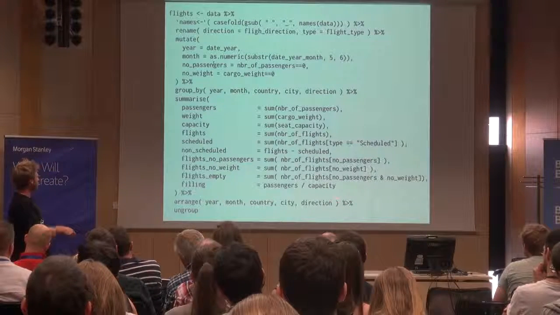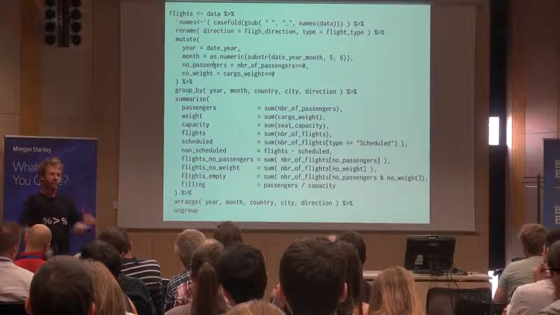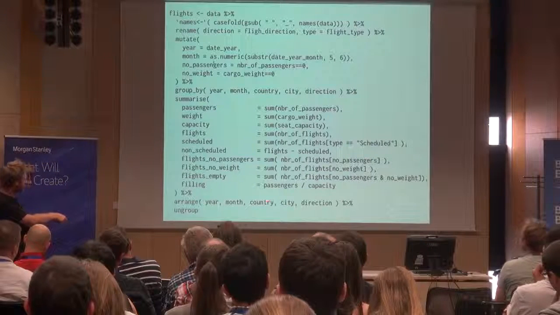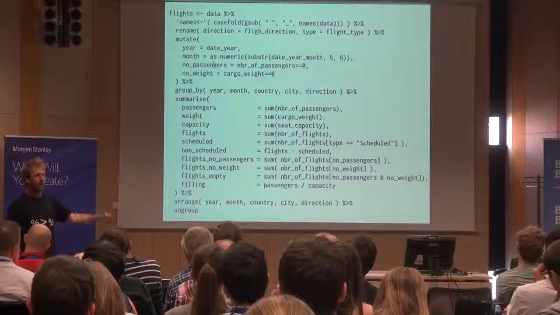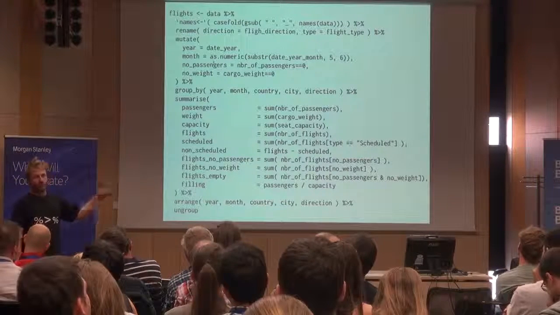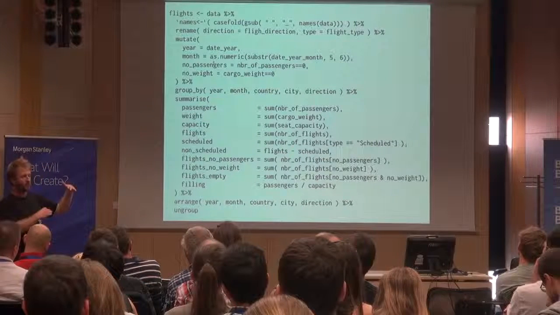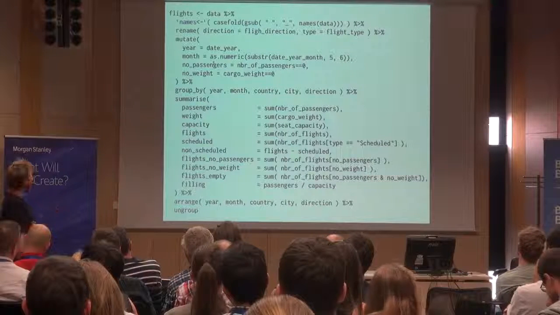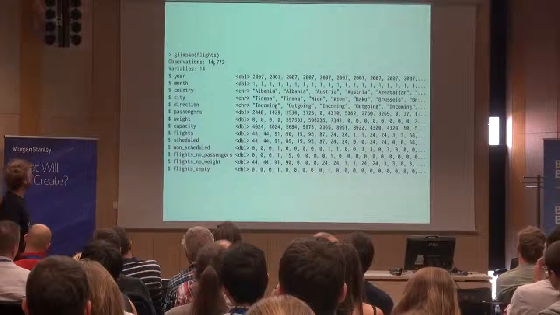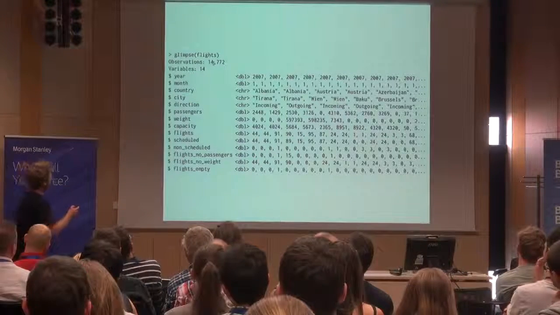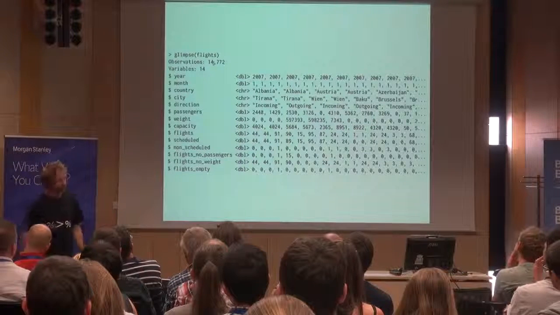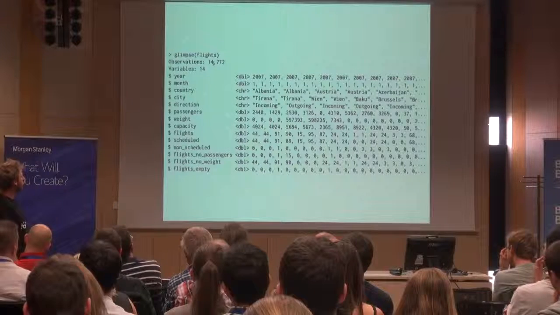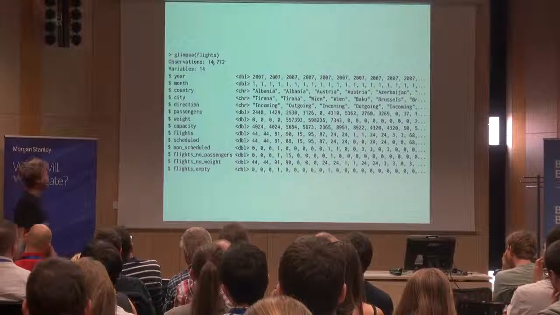Then I want to order the data in ascending order of those variables. I want the data for 2007 first, and then keep going. Within 2007, I want January, February, and so on. Right, so the data looks like this once tidied up, and then we can play with it.